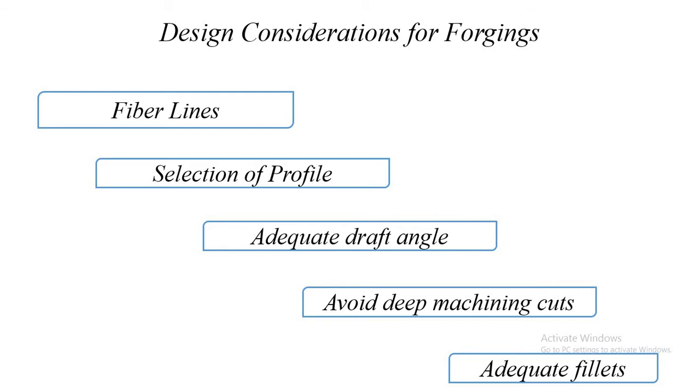Here are few design considerations a designer should consider for forging drawings. First, fiber lines. In forged components, fiber lines are arranged in a sequential manner to withstand stresses caused due to external forces. Hence, a design engineer should take advantage of this property while designing forged components.